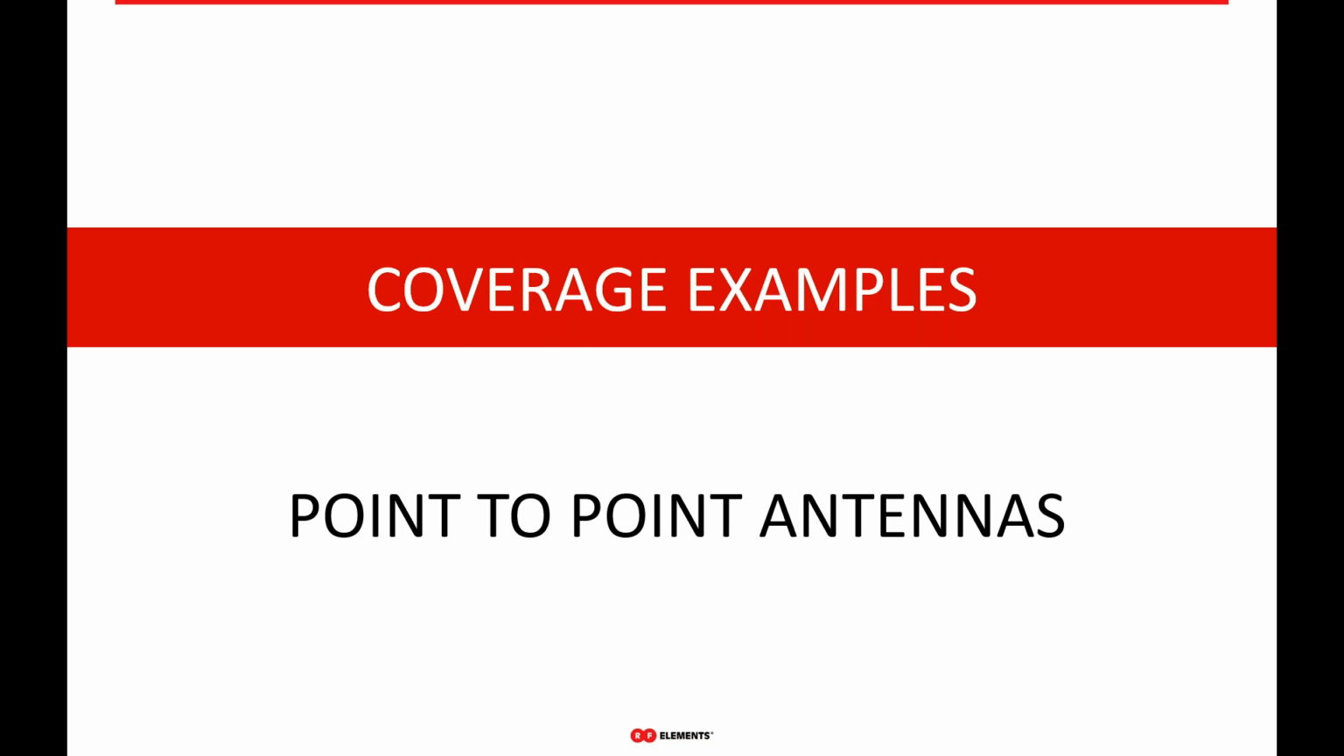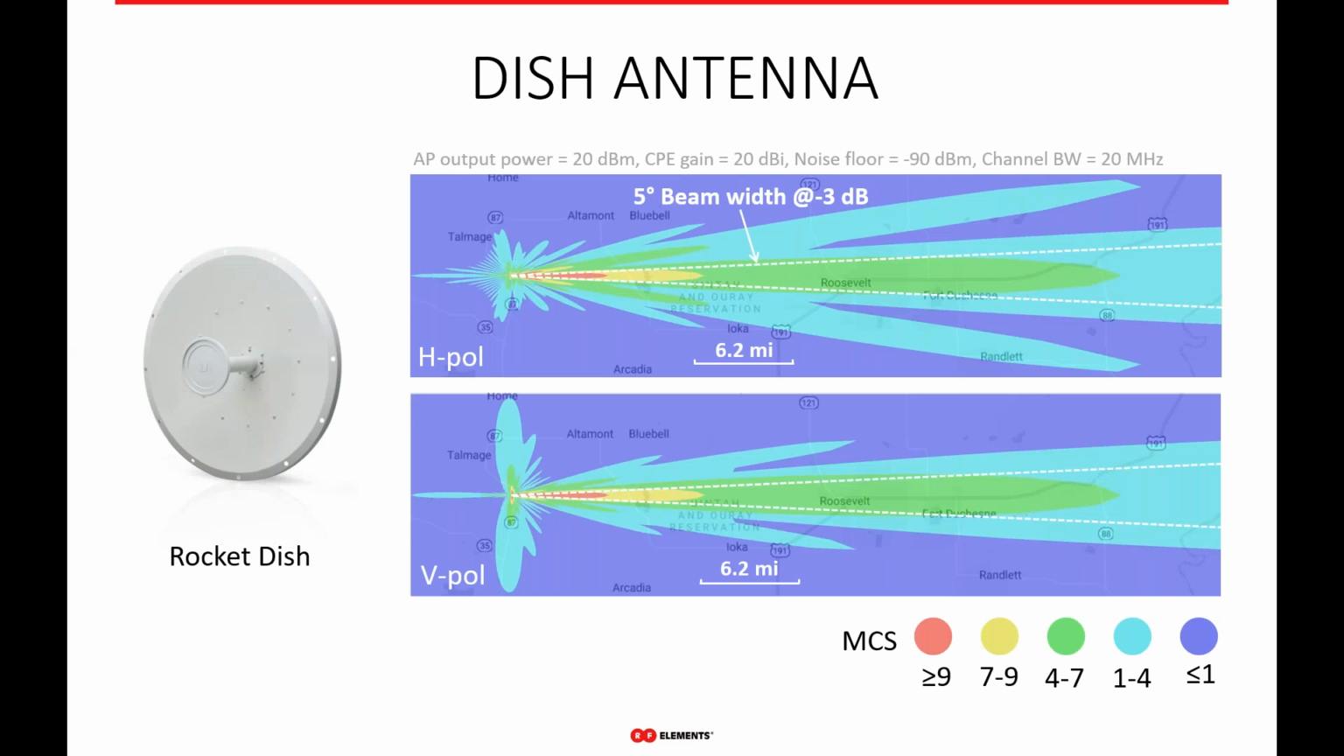Sorry. So, really similar images can be produced for point-to-point antennas as well, which we'll show here more obviously, that the coverage is much more than the beam width alone. So, among all directional antennas, a dish is the most common one used in the WISP industry.